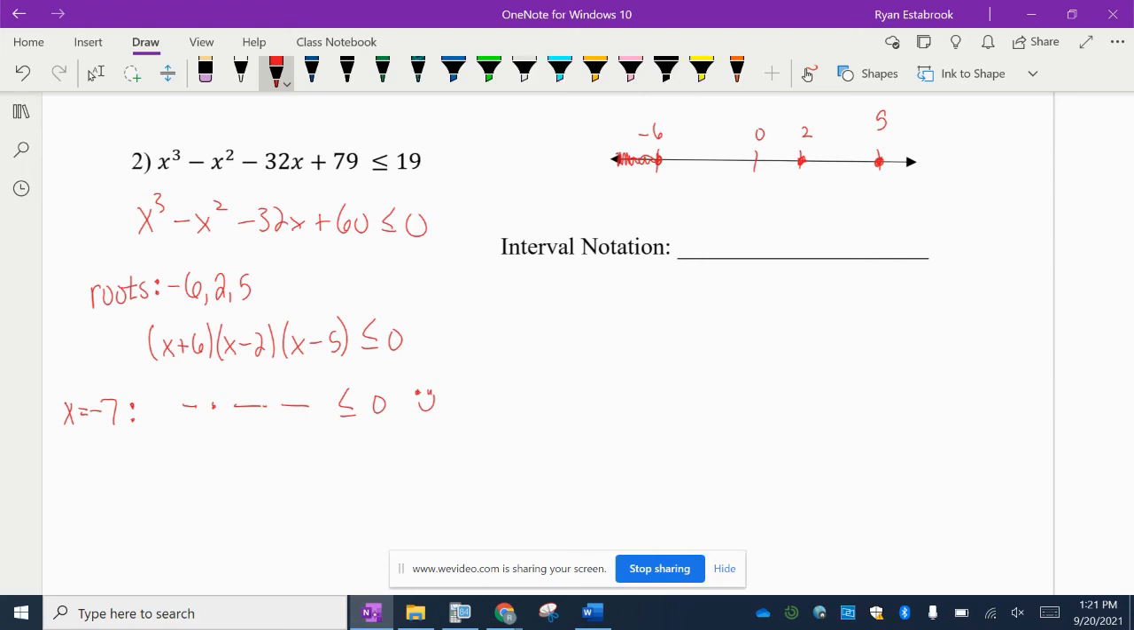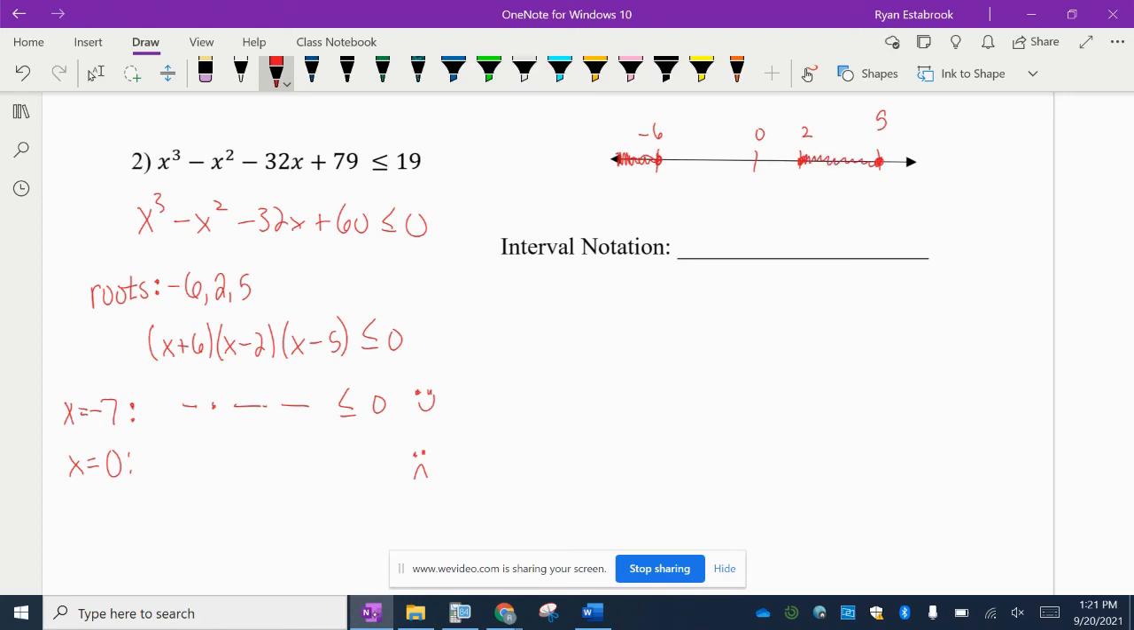Christian, what number did you try next? X equals 0. Did it work? No, it didn't work. Anybody get between 2 and 5? Did it work? Yeah. And I kind of expected it to.